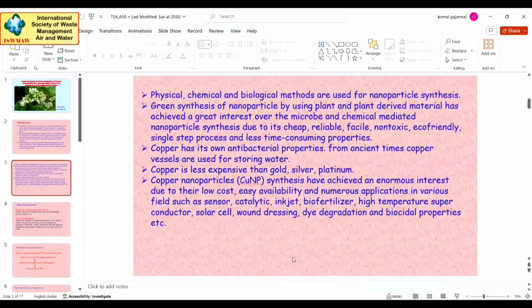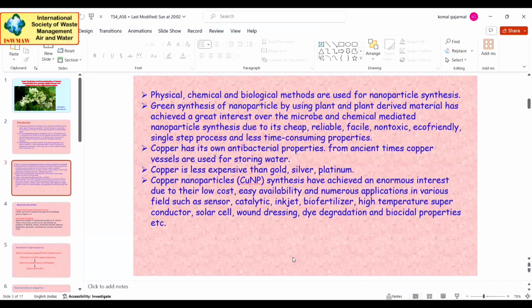As well as from ancient times, we can use copper vessels for storing water as it is antimicrobial in nature. Copper nanoparticle synthesis has achieved enormous interest due to its low cost, easy availability, and numerous applications in various fields, such as sensors, catalysis, inkjet, and biofertilizers. It can be a superconductor, used in solar cells, and is helpful in wound dressings, dye degradation, and biocidal properties.